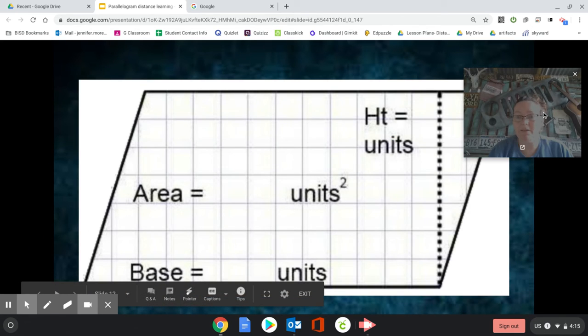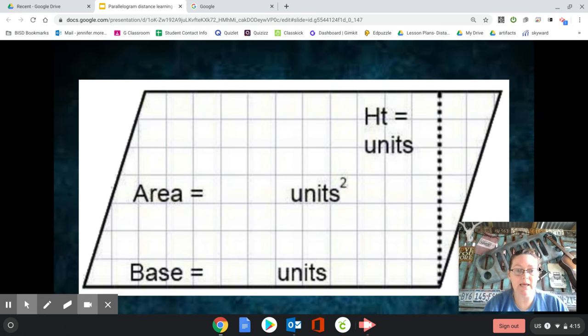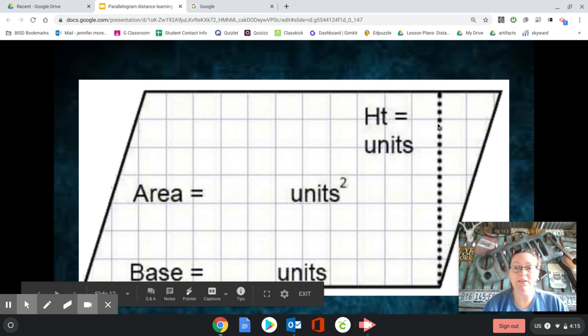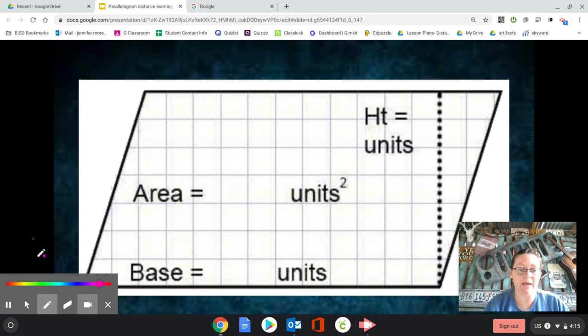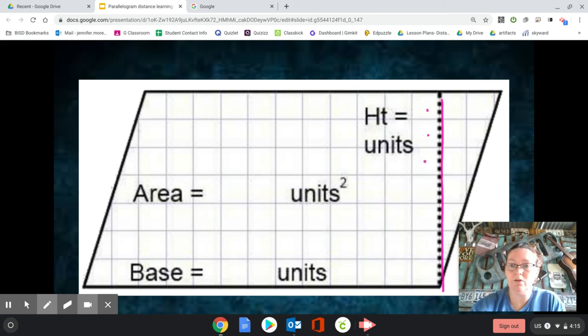Oh, this one might be a little bit tougher. I'm going to move my camera down here for you. All right, so I know it might be a little bit small on some of your screens, and that's okay. I'm going to help you out a little. Okay, my height. Let's start with the height straight up and down here. 1, 2, 3, 4, 5, 6, 7. That looks like 7 units. My height would be 7 units.